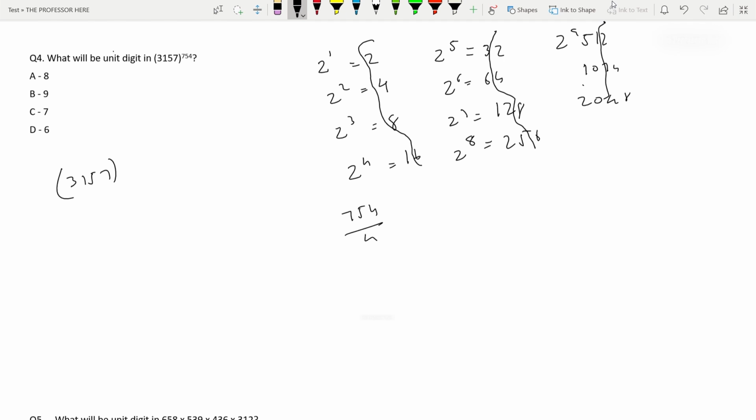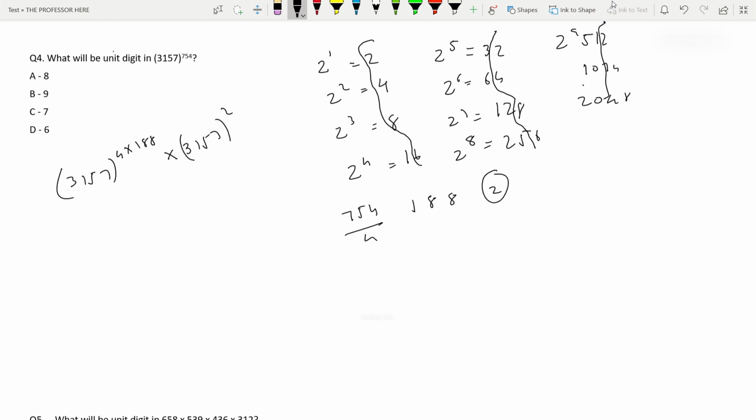754 by 4 will be 1, 35 is 8, 34 is 8, and we get a remainder of 2. So we write this as (4 into 188 into 3157) all raised to 2 to compensate the remainder. So what is the value of 7 raised to 4?